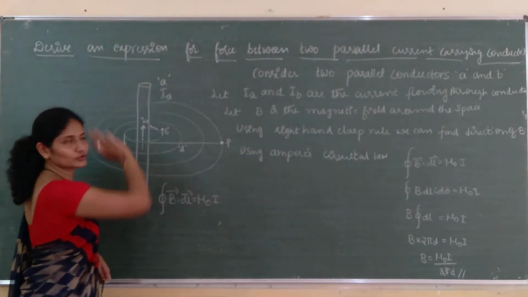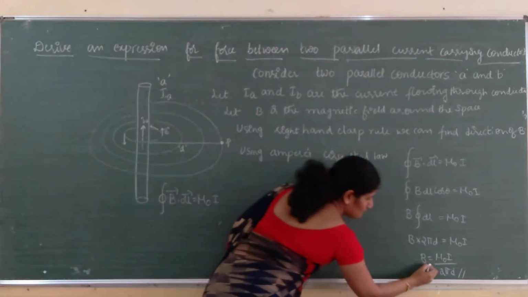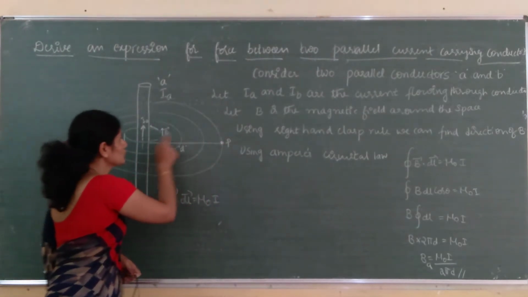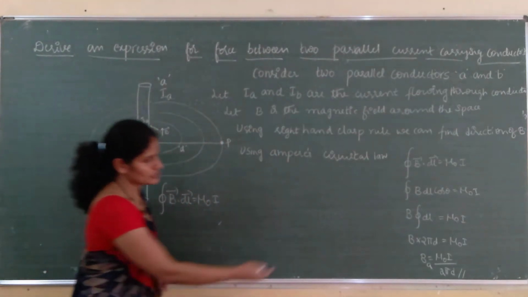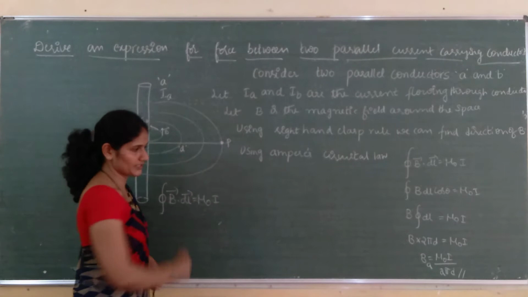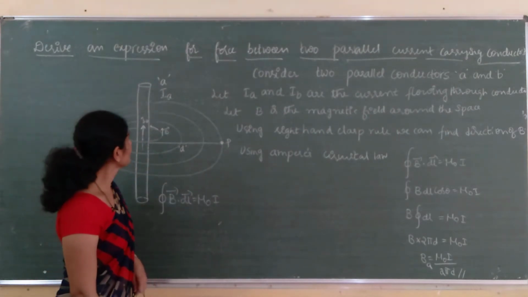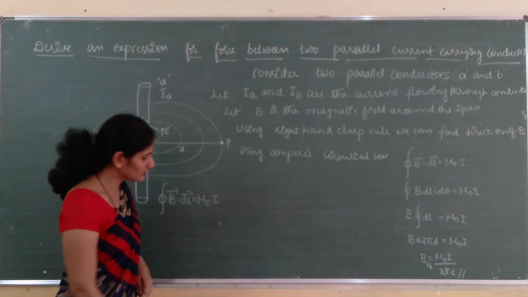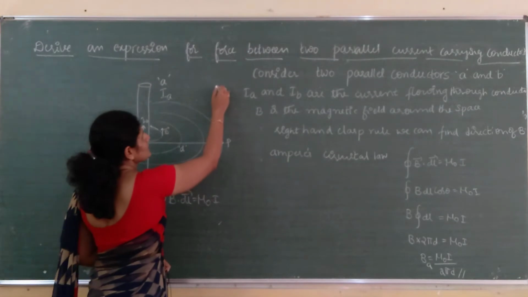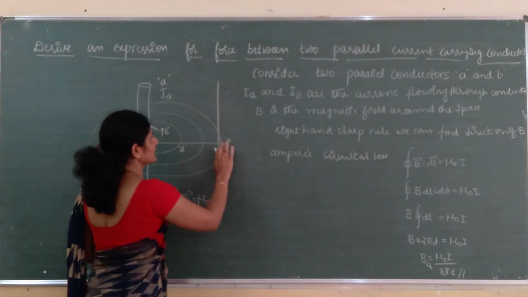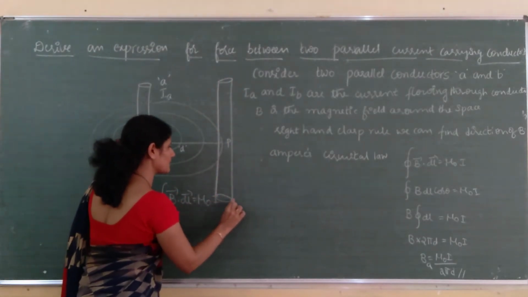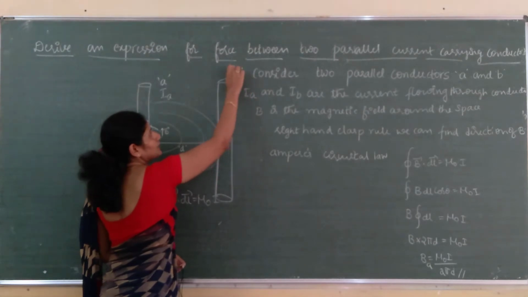IA is the current flowing through the conductor. Therefore, BA is the magnetic field at a point P due to this conductor. So, that is the magnetic field due to the first conductor at this point. Now, let us place another conductor in the magnetic field of the first conductor. Let us consider another conductor. This is conductor B.